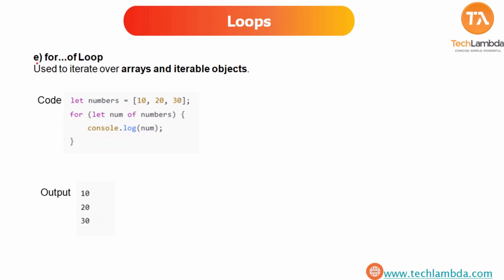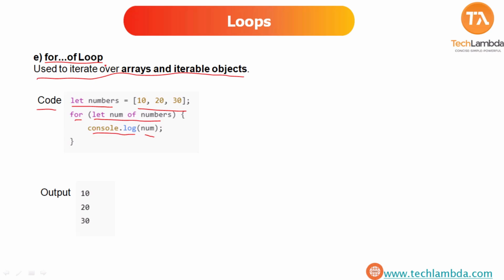For of loop. This is a for of loop in JavaScript, used to iterate over arrays and iterable objects. So we have code, let numbers, an array of 10, 20, and 30. For let num of numbers, console.log num, right?